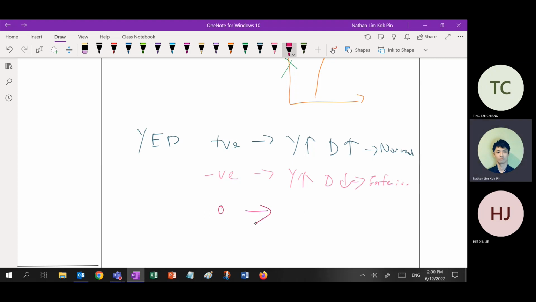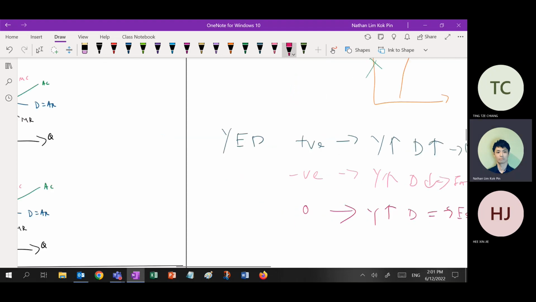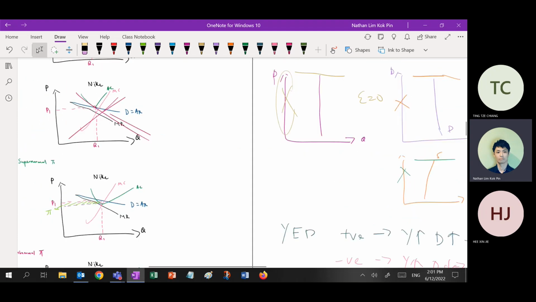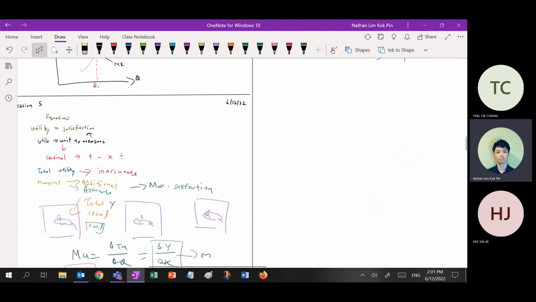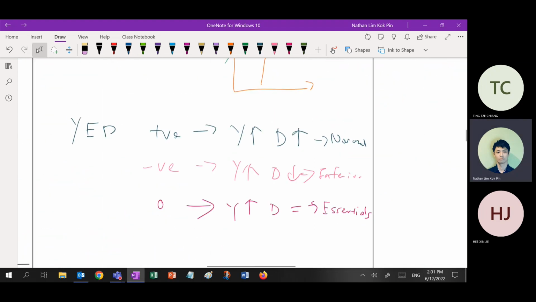Zero means what? When income increases, demand remains the same. Essential good. You must know when you need to put positive or negative and when you don't need to. For PED and PES, you don't need to put positive or negative. For YED and XED, you must put it, because they represent different goods.